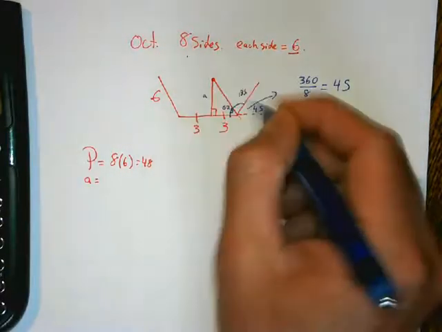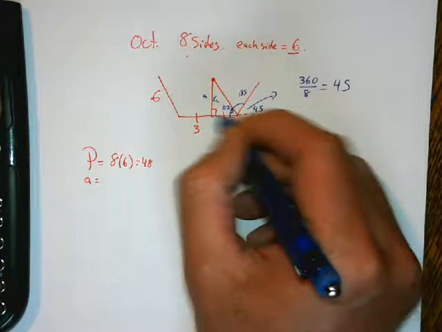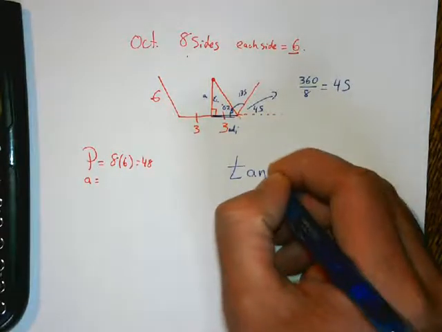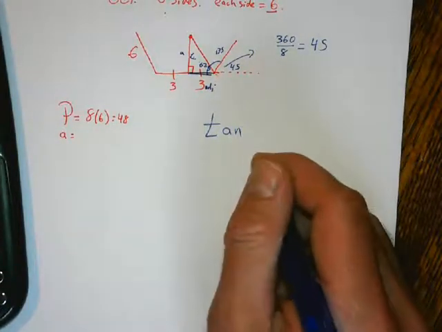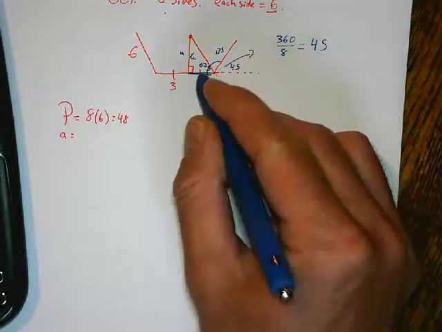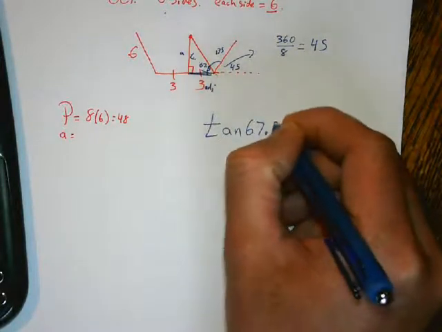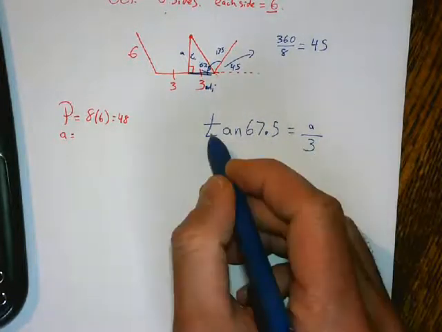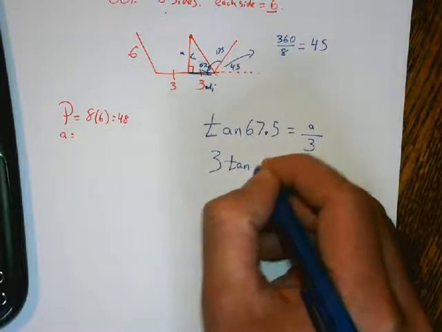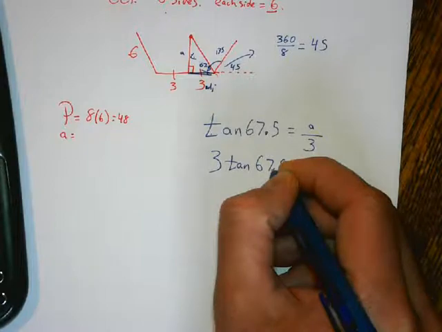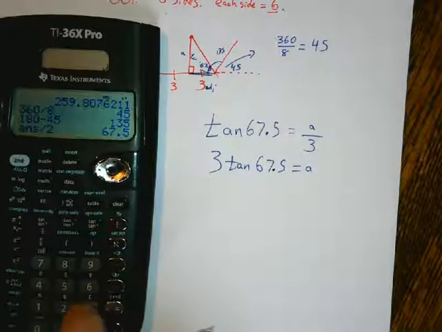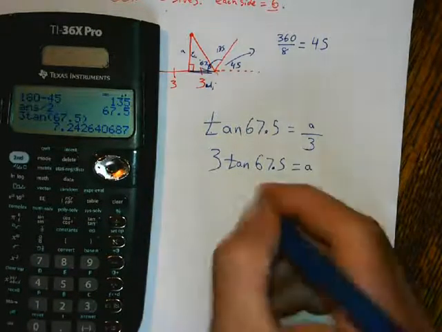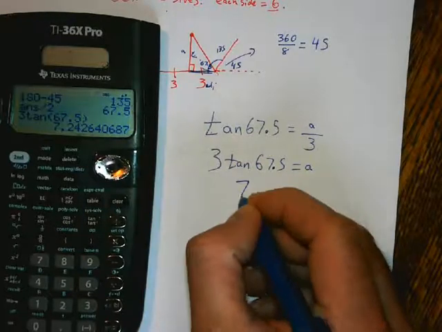Our apothem, again, is our opposite. Our 3 is our adjacent. And lo and behold, we're using tangent one more time. Basically, we're going to use tangent over and over again. So we have tangent of our angle, 67.5, is the apothem over 3. Multiply the other side by 3. And this will give us our apothem. So go back to our calculator. 3 tangent 67.5. Hit enter. And I get our apothem, always go to 2 places, of 7.24.